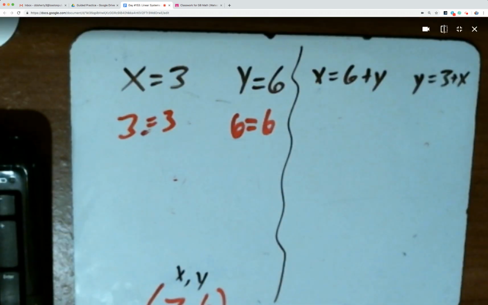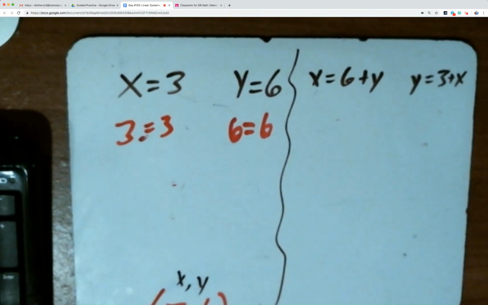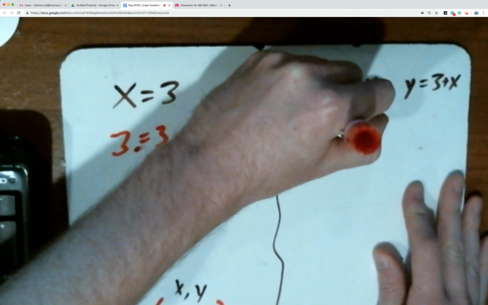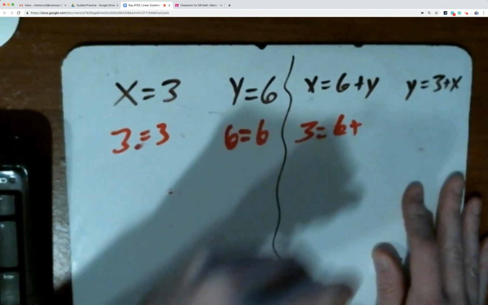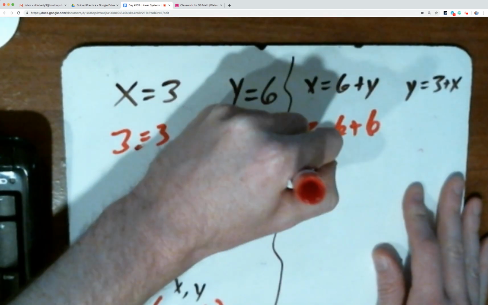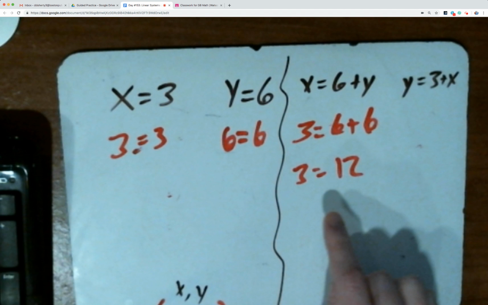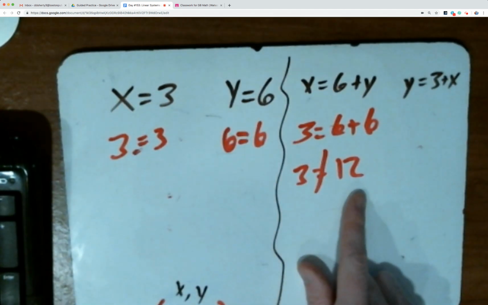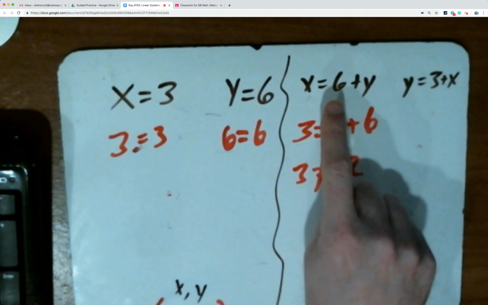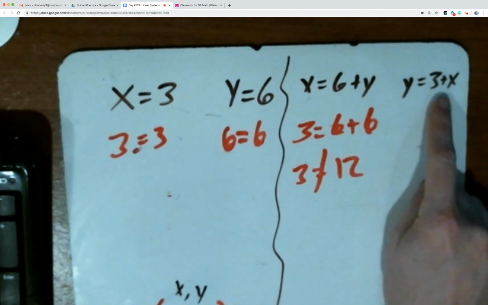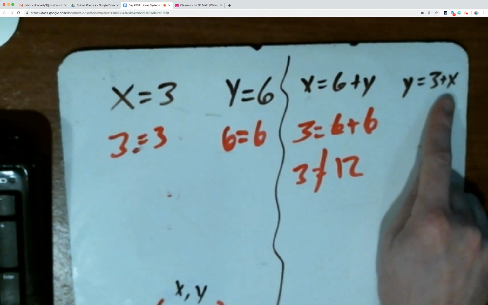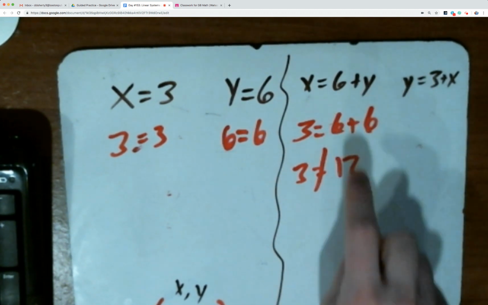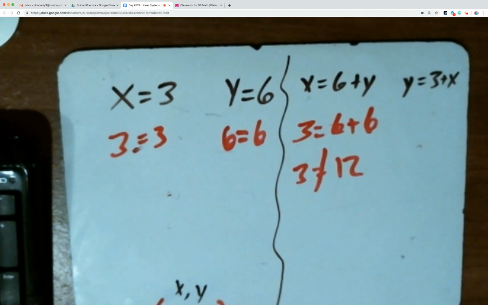The next one we'll take a look at, x equals 6 plus y. So I plug in a 3 for x over here. I need to plug in a 6 for y. And I see this equation is going to simplify to say something that is a false statement. 3 does not equal 12. This ordered pair is not a solution to the first equation. I don't even need to check if it works for the second equation. This can't be the common solution because it's not going to work for this equation. So I know B is wrong.